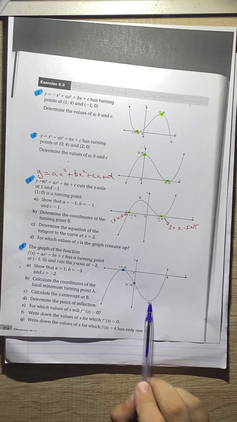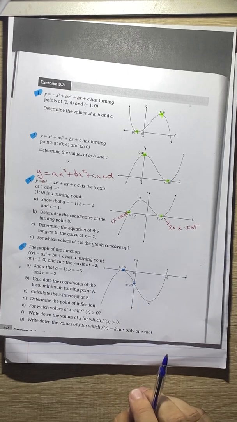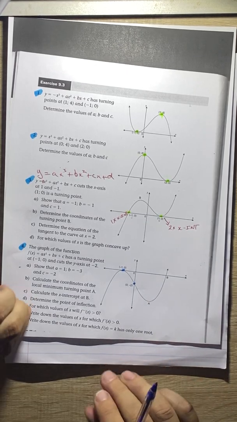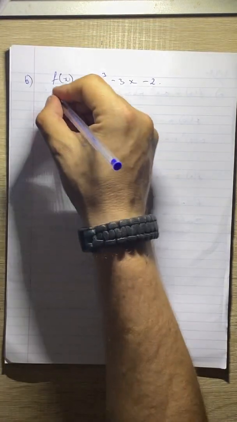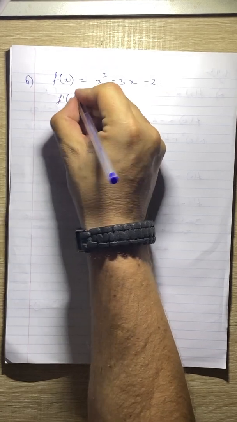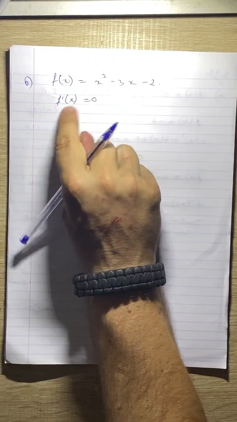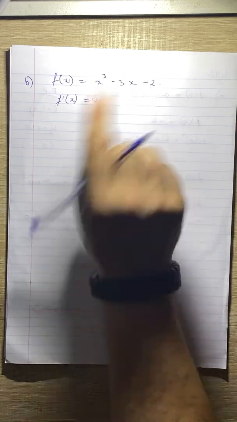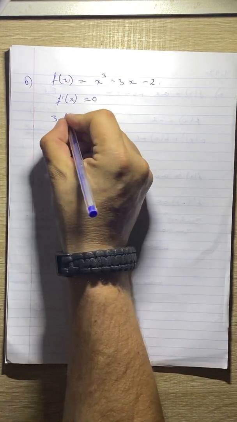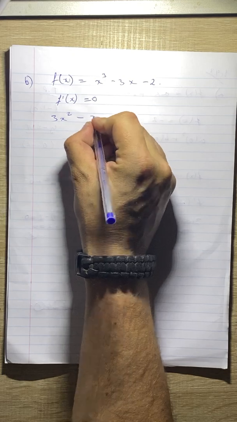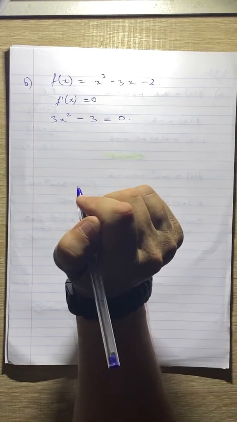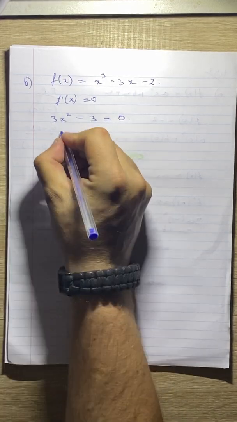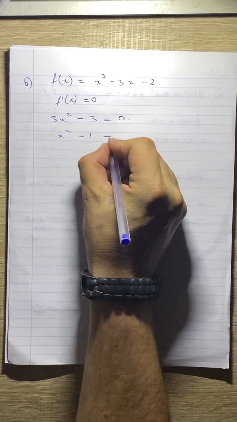So in order to find this other turning point here, to find turning points, we need to take the derivative and set that equal to 0. Why? Because our gradients are 0 at the turning points. So f dash x equals 0. In other words, our gradient equals 0. So let's differentiate this, and we get 3x squared minus 3 equals 0. Okay, I'm going to divide through by 3, and we get x squared minus 1 equals 0.